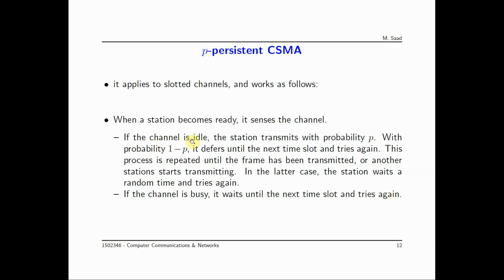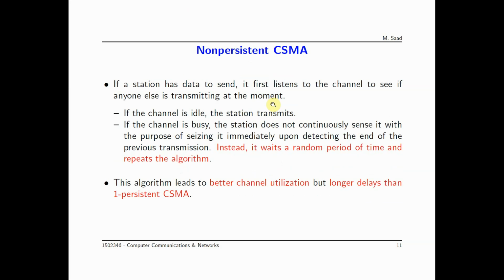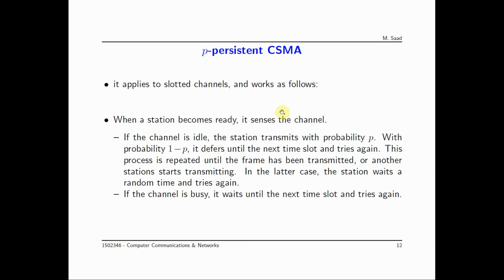However, if the channel is idle, and this is the main difference between P-persistent and the previous two protocols. In the previous two protocols, if the channel is found idle, the station transmits. Of course, this can lead to a collision. If two stations are sensing at the same time and they find it idle at the same time, they would also start transmitting at the same time, collision, right? So in P-persistent, if the channel is found idle, I don't transmit for sure. The station transmits with probability P.